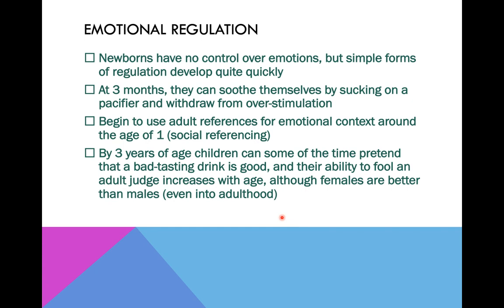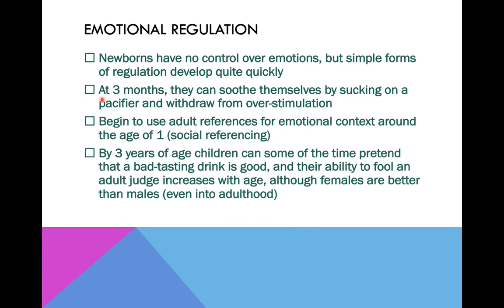And finally, emotion regulation. Emotion regulation takes a huge curve as children get older, because in reality, newborns have zero control over their emotions, right? They don't have the ability to self-regulate. They don't have the ability to control their emotions, let alone their body movements or pretty much anything else. However, simple forms of regulation do develop quite quickly. So around 3 months, they can start to soothe themselves by sucking on a pacifier or withdrawing from overstimulation.